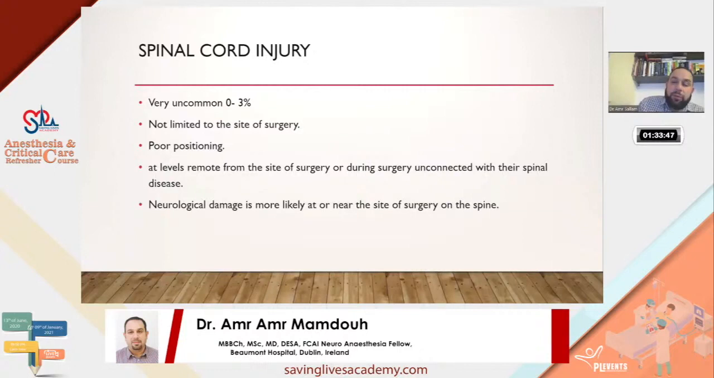It might be due to poor positioning. It might be due to low blood pressure for a longer time. It might be at any level. And paraplegia, quadriplegia has been reported as a result of poor patient positioning. There are reports of patients with spine disease who suffered injuries very far away, remote, and we cannot attribute it at all to the surgery itself.